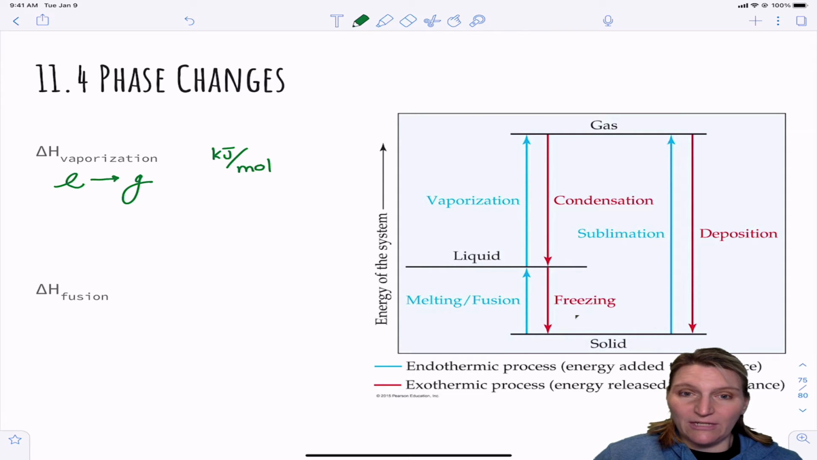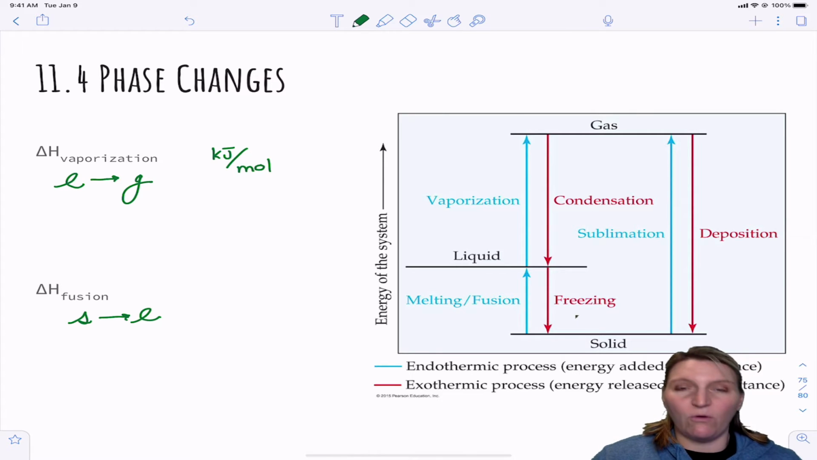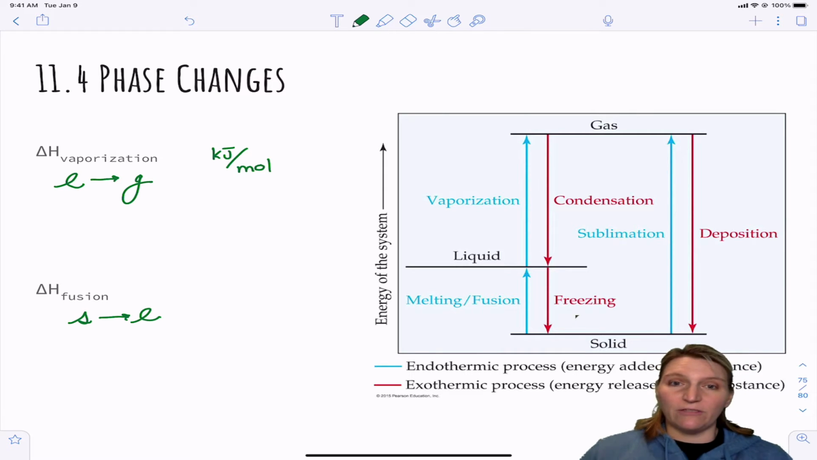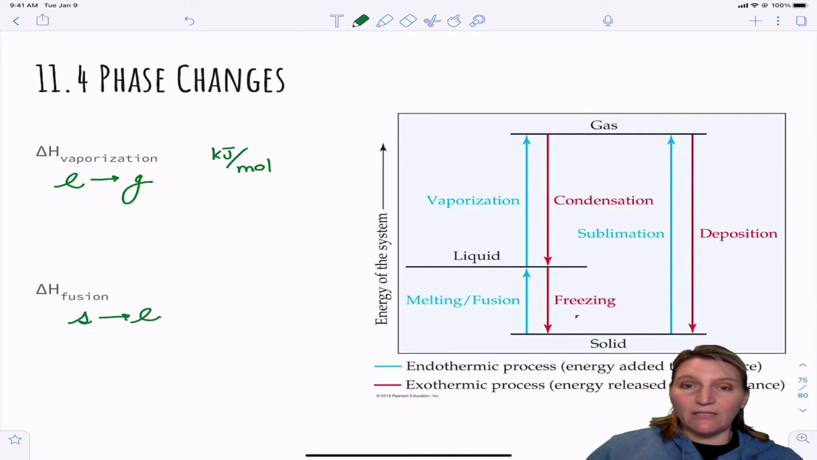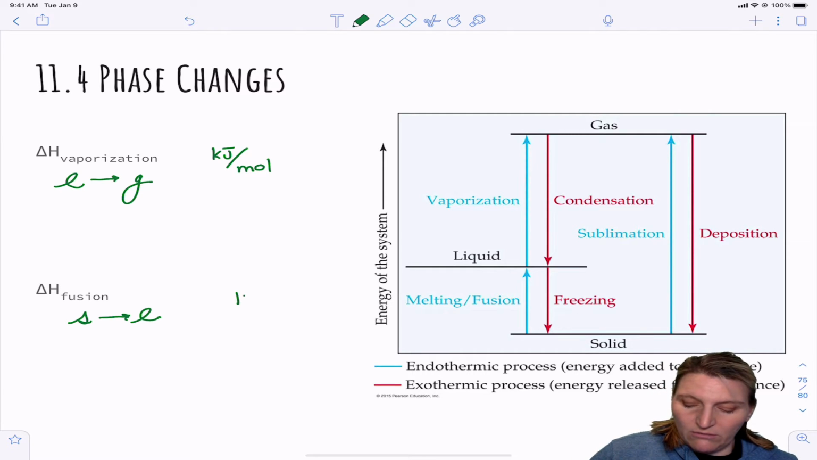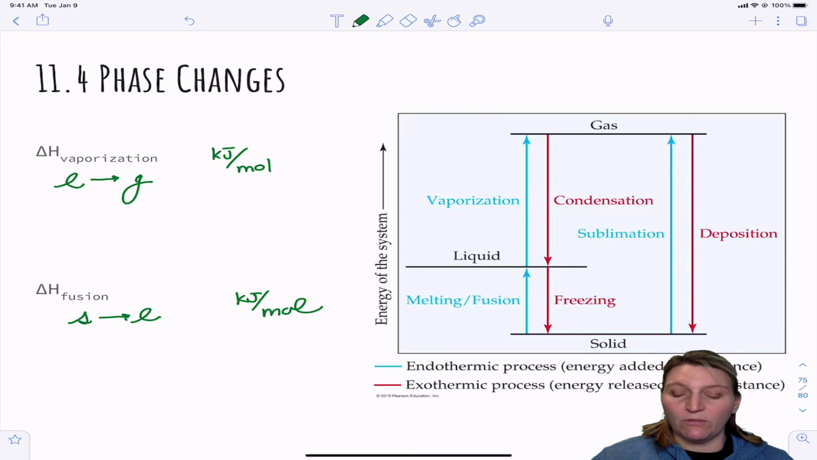The next one is delta H of fusion, and this is going from a solid to a liquid or a liquid to a solid. So this is the amount of energy that you would need to put in to go from solid to liquid, or the energy removed to go from a liquid to a solid, or freezing. It's also listed in kilojoules per mole, so you would just multiply by the number of moles to get the kilojoules.